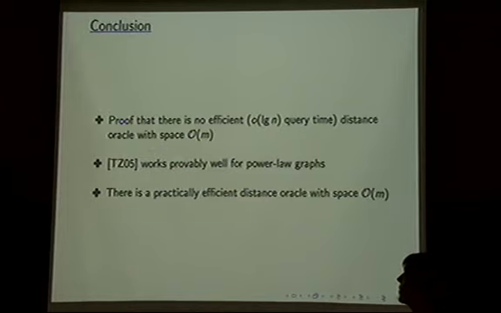So to conclude, the first thing we looked at was that there is no efficient distance oracle, even for sparse graphs, with space proportional to the number of edges. But there are still many sparse graphs for which we can obtain efficient distance oracles, for example, these power law graphs. And in practice, we can do even much better.